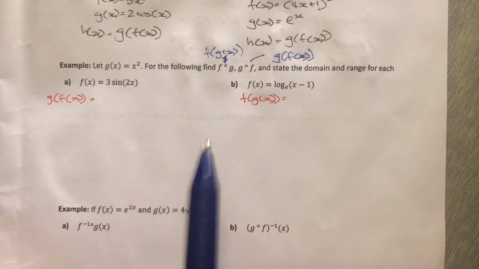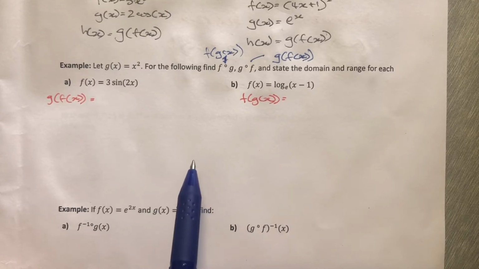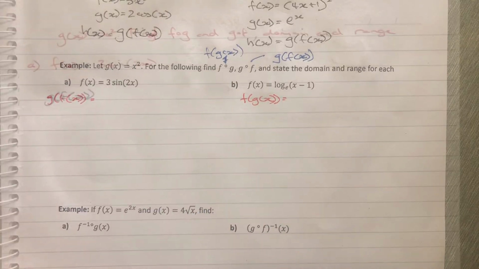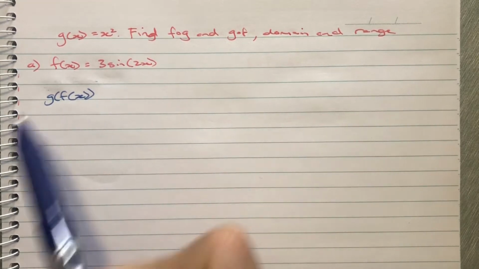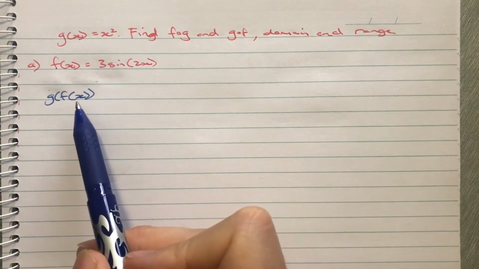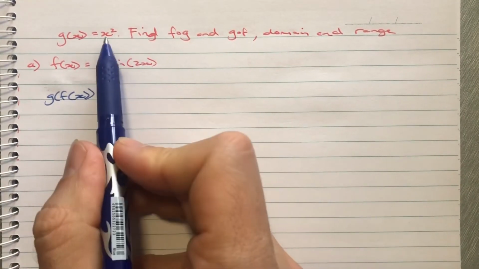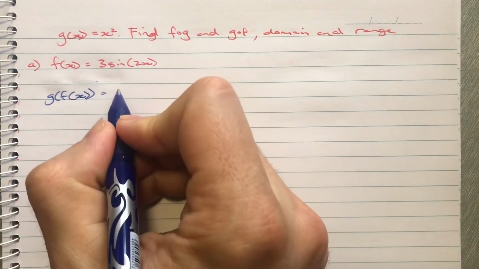Except I've been a little bit stingy when I've made these notes. There's not a lot of room here. So I'm going to actually do this on another piece of paper. Alright, so here's a, there's our g, there's our f, and for this one we're going to find g of f of x. So what I need to do is substitute this into my x there.